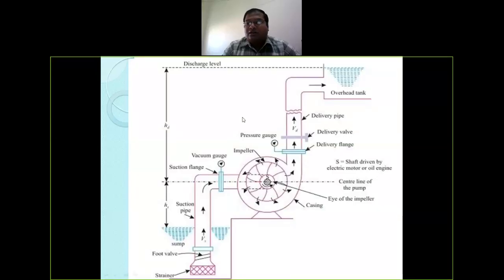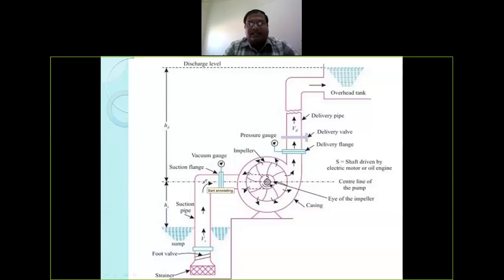First of all, I will show you the diagram of the centrifugal pump. You can see here, this is your strainer portion, and above the strainer a foot valve is provided. Both the assembly is inside the sump. Then it is connected with the suction pipe, and the suction pipe is connected with the impeller. The outside portion is called the casing, and inside the casing the impeller is there.